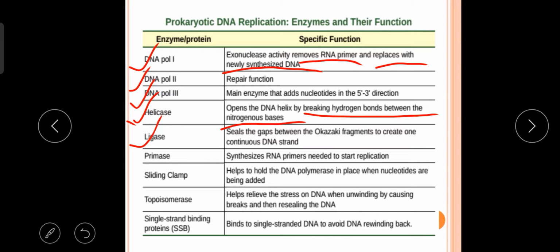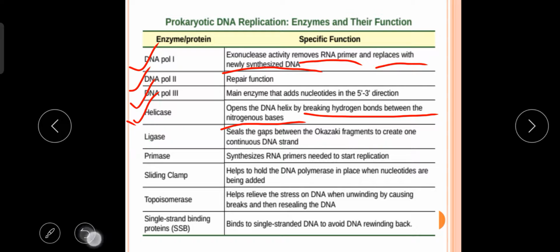Ligase helps in filling up the gaps between the Okazaki fragments. Okazaki fragments are very short fragments of DNA. So ligase seals the gaps between the Okazaki fragments, joining the fragments of DNA to produce a continuous DNA strand. That means ligase functions as a sealing enzyme, which fills up the gaps between the Okazaki fragments.